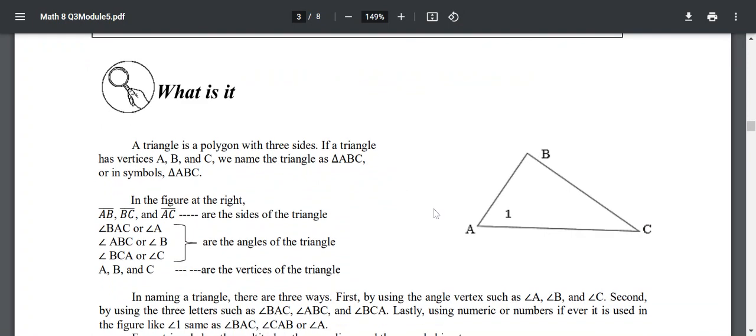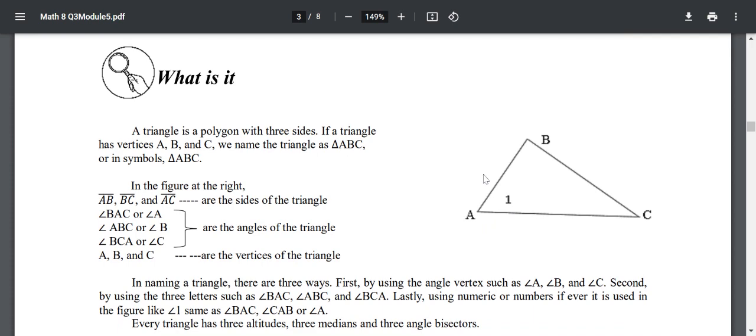In this figure, we can name this triangle by using the three vertices, right? We have here vertex A, B, and C. So we can use those vertices in naming our triangle. We can name the triangle as triangle ABC, with this symbol, a little triangle, and then the three vertices. The different parts of this triangle: we have the sides. The sides are side AB, side BC, and then side AC.